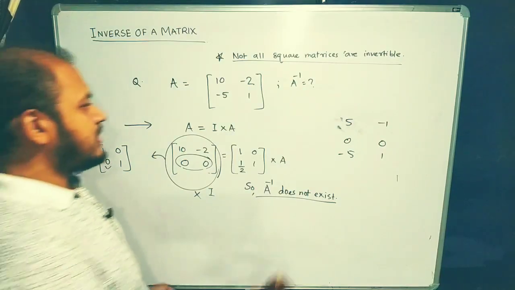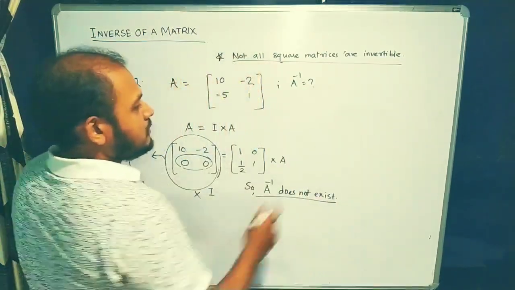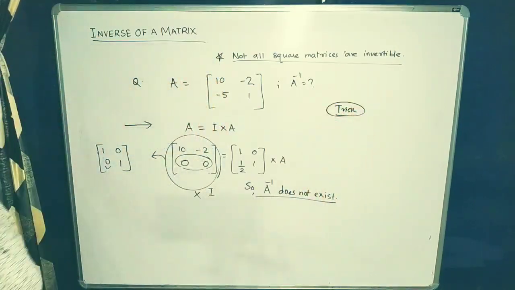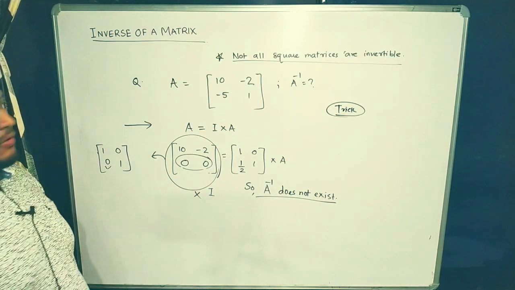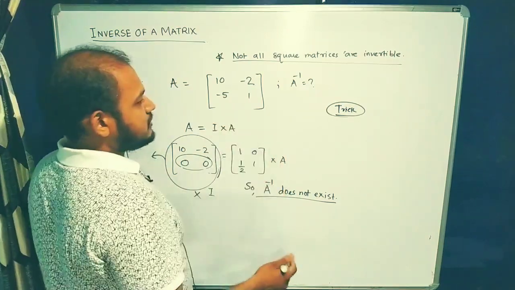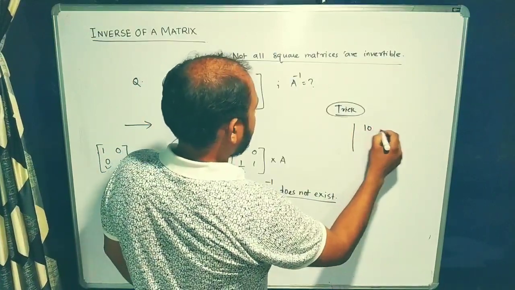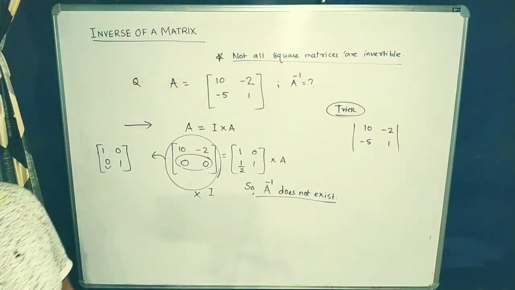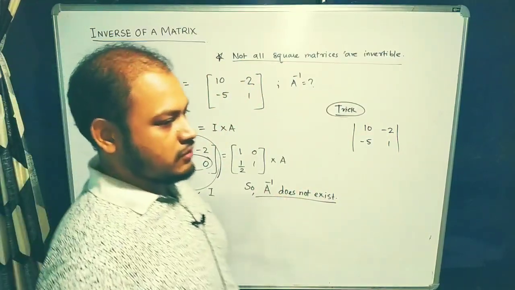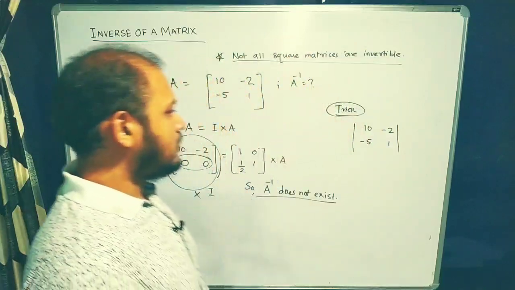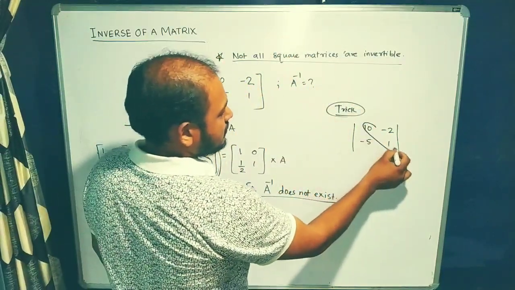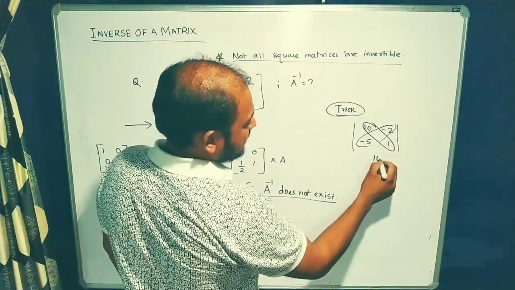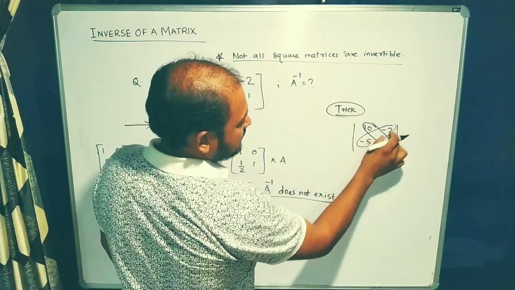So let me tell you another trick. Here is a trick that you can use to verify instantly whether any matrix is invertible or not. What you do for a 2 by 2 matrix, you will have to find the determinant. Now you may not be aware of determinants because determinants is your next chapter. But determinant simply means that this multiplied this minus this. So what is 10 into 1 is 10 minus 5 into minus 2.